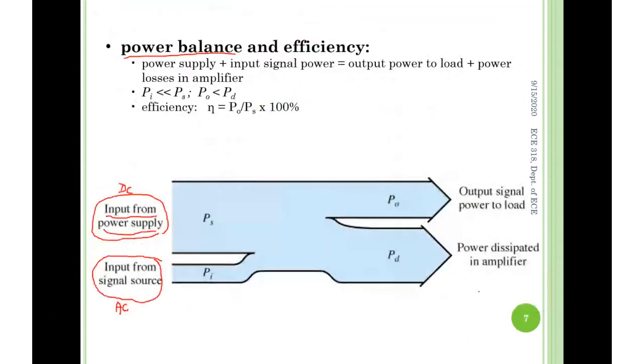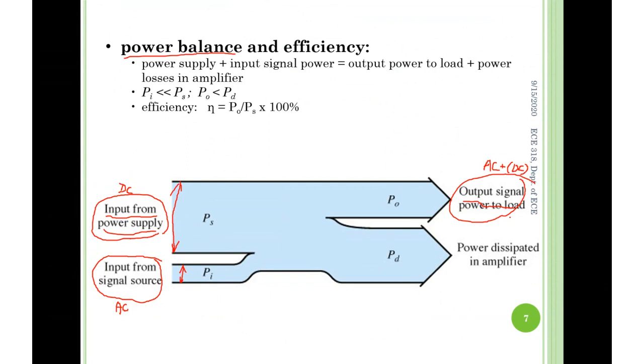So actually the external DC power supply gives much more power than the small AC input source. This is a very important concept: the power supply power is much higher than the input source power. Very, very important. On the output side, this is the amplified signal output. Is the output AC? Amplified AC, yes, and maybe also there's a DC shift. Anyways, this is the output of the amplifier.